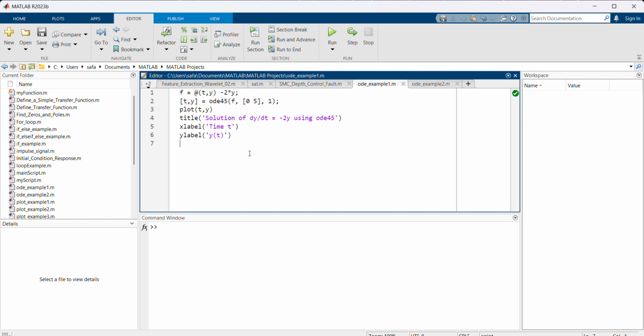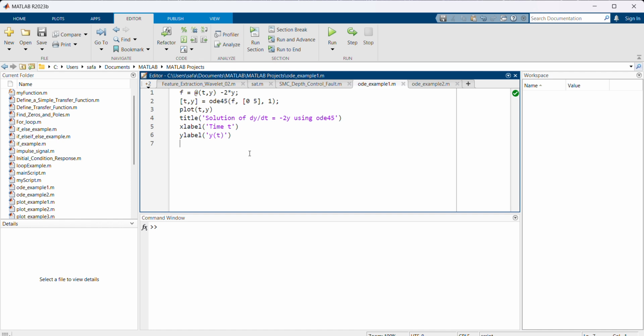In this video, we will learn how to solve differential equations in MATLAB using ode45. This solver is one of the most commonly used in MATLAB and is very useful for dynamic systems and electrical engineering problems. The ode45 function is based on the Runge-Kutta method of order 4 and 5. It is used for numerically solving ordinary differential equations.